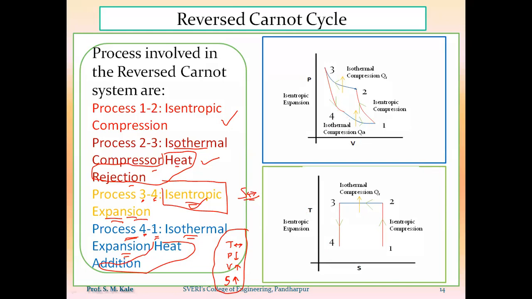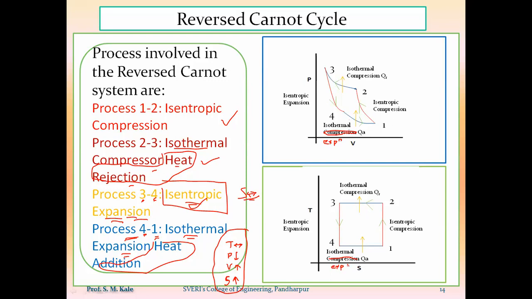And if I want to draw the isothermal expansion heat addition process on the TS diagram, then that TS diagram will be likewise. So this is nothing but the isothermal expansion. Here I mistakenly wrote the word compression, so actually this is the isothermal expansion heat addition process. Here also I mistakenly wrote this word as compression. This is the isothermal expansion heat addition process.